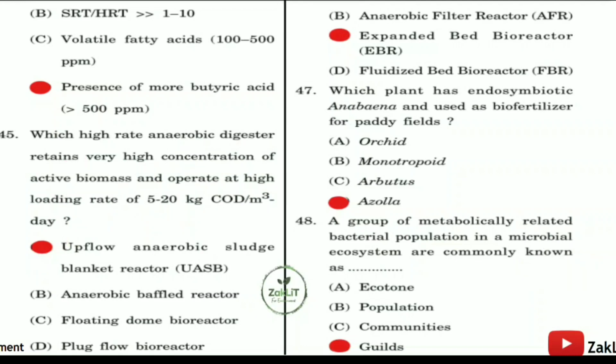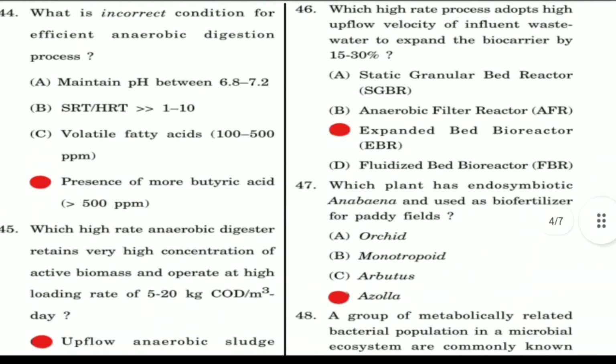So let's move on to the next question, question number 46. This is also a rare topic, but you should know this thing. Which high rate process adopts high upflow velocity of influent wastewater to expand the biocarrier by 15 to 30%? So the correct option will be expanded bed bioreactor, that is EBR. Its name is itself expanded bed bioreactor, so it expands by this percentage.